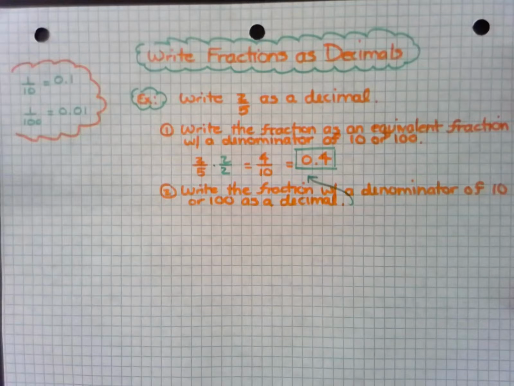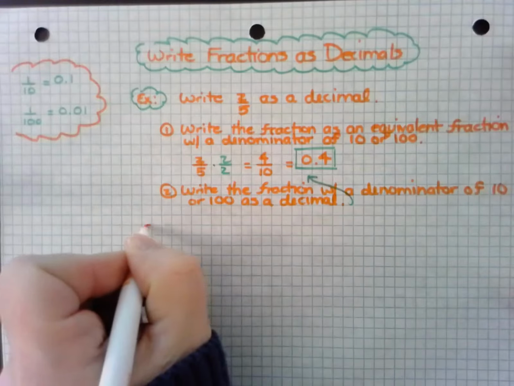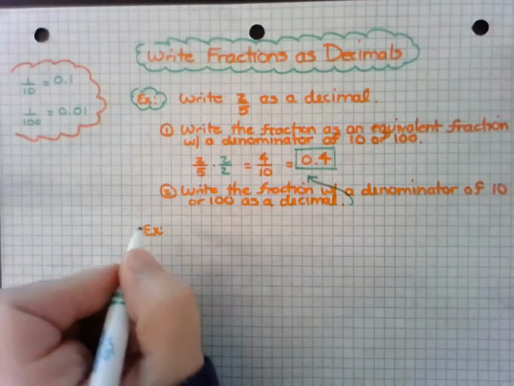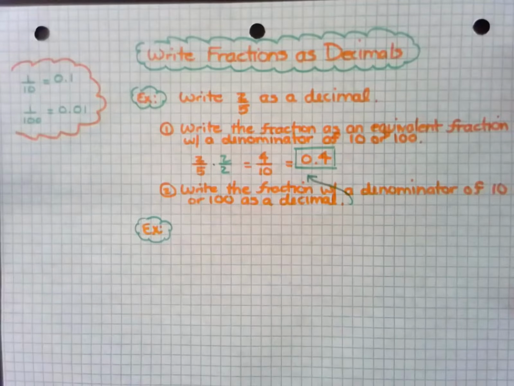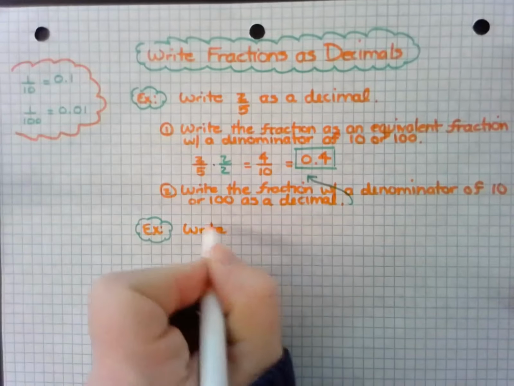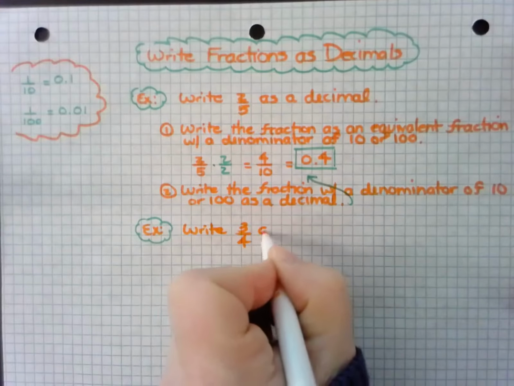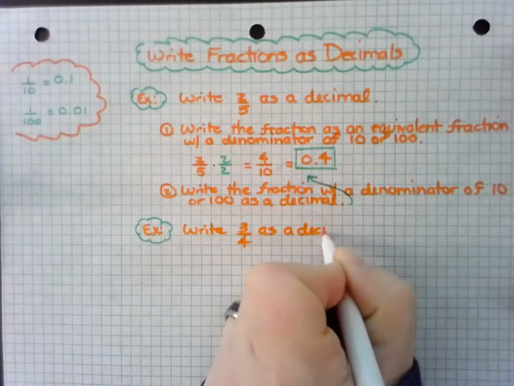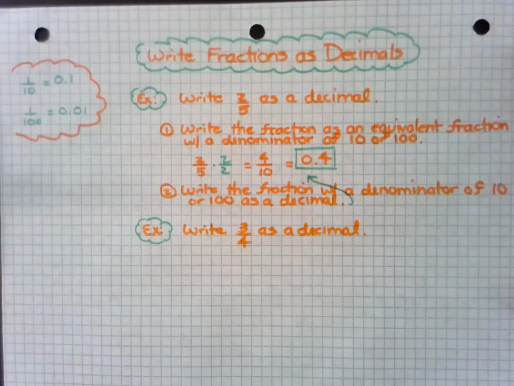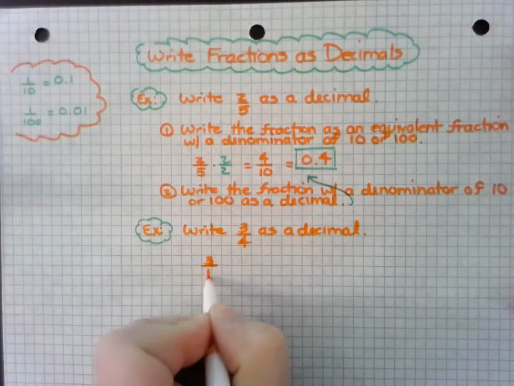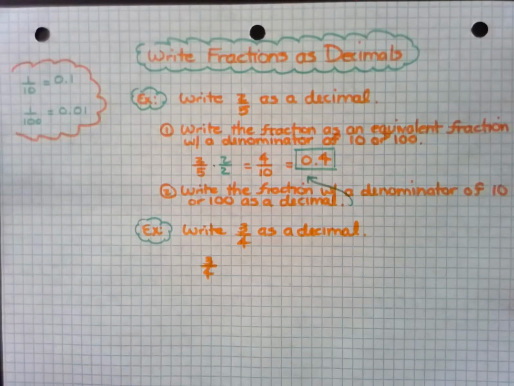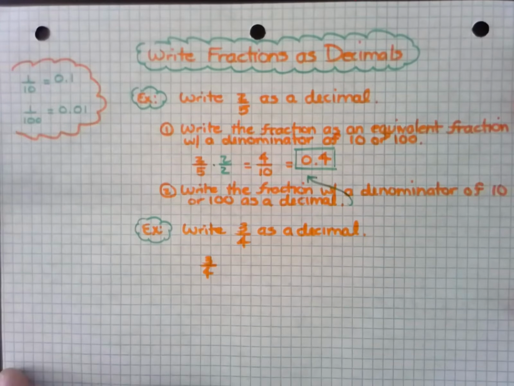So one more example is what happens if we have a hundredths place situation. Say I have to write 3/4 as a decimal. Well, 3/4, I can't multiply anything by 4 to get to 10. 4 times 2 is 8. 4 times 3 is 12. But I can multiply by another number to get to 100. And that would be 25.